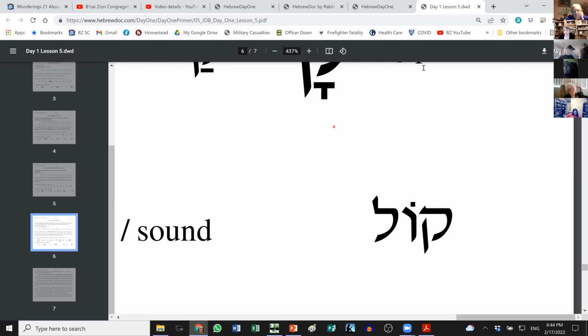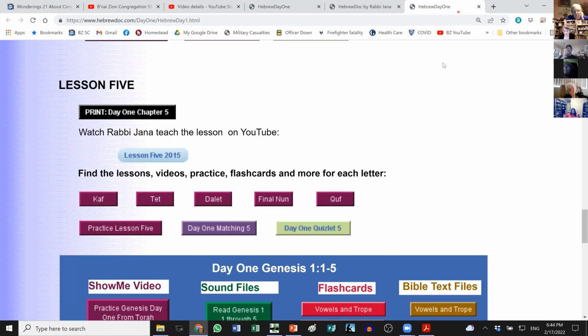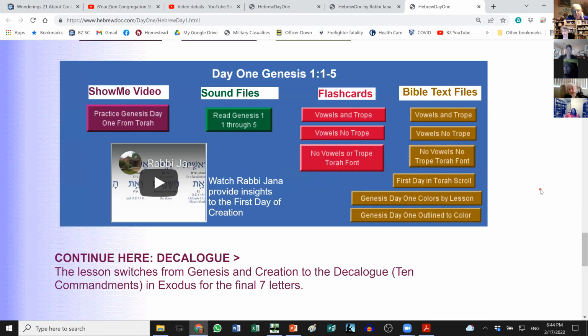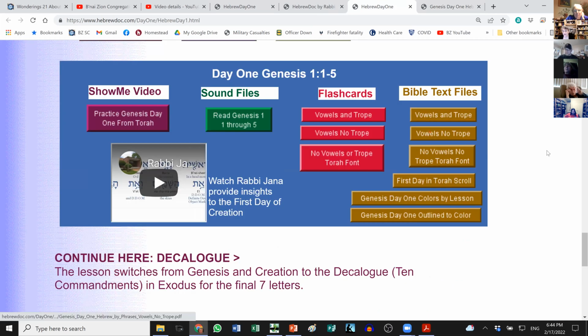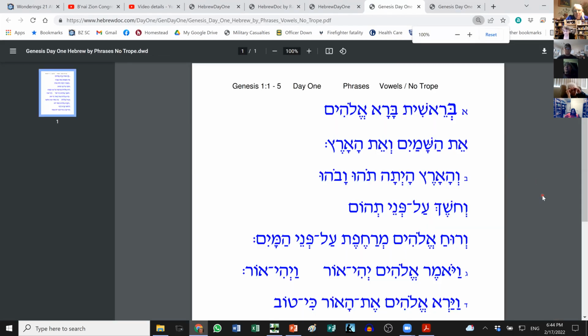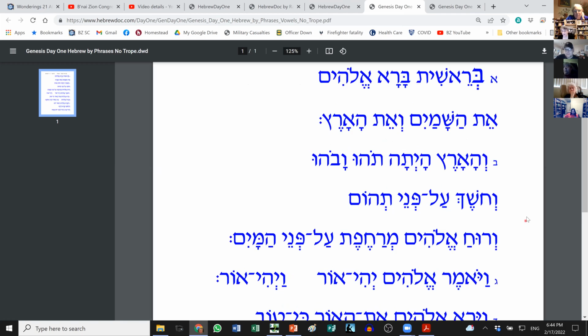So I would like to come out of the lesson. That's all of this. And I would like to show you some cool things that are on here. I have this, which is the vowels and trope of all of day one. I also have the same one with vowels and no trope. And I also have the Torah, and I'd like to show you all of that today.